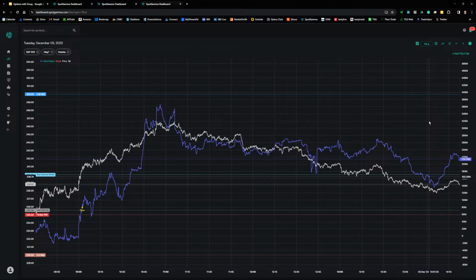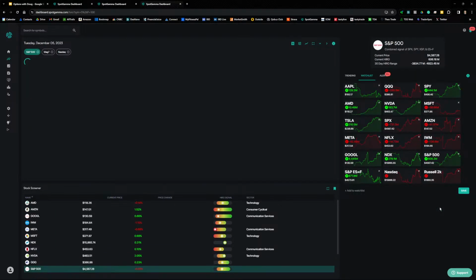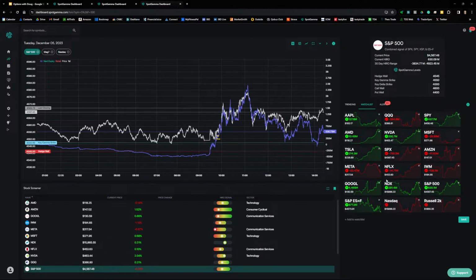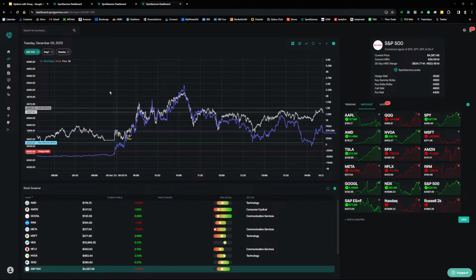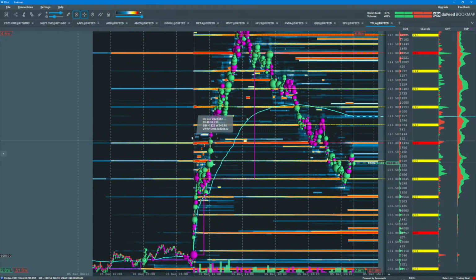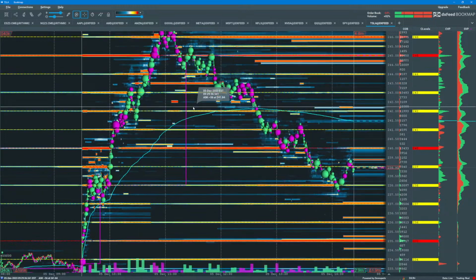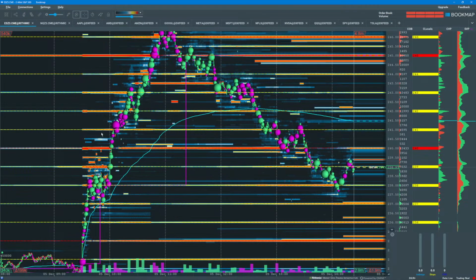All right, does anyone have any stocks they want me to take a look at? And meanwhile, I'll go back to the S&P 500 and take a look at cumulative volume delta. See if I can answer Troutfly's question. Looks like Tesla is giving a lot back today. Let's go to ES.